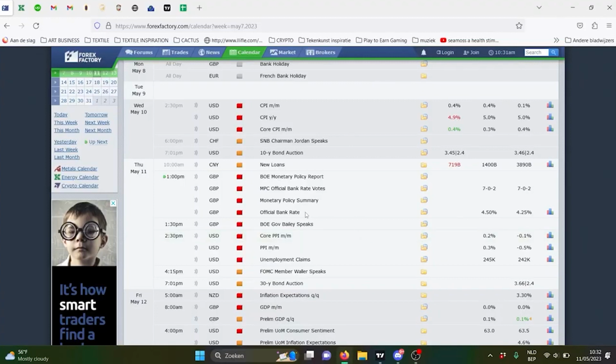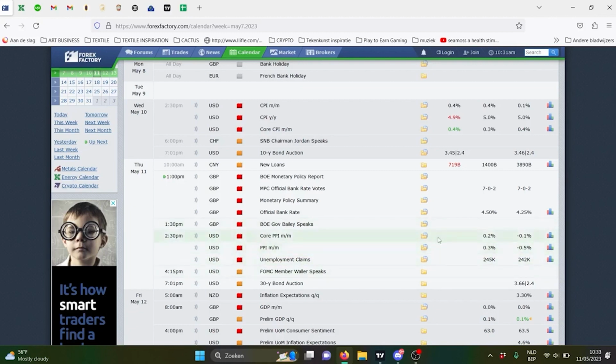Okay, we got some GBP news at 1 o'clock in the afternoon. I'm not going to take care of that, it's just whatever. But what's more important is this 2:30 core PPI news and the other two. This can create some hefty momentum on the USD pairs.